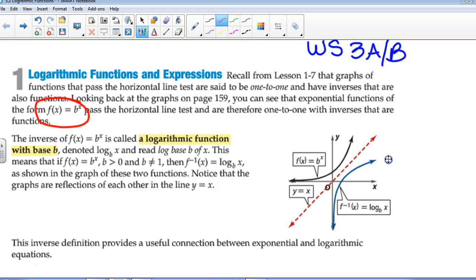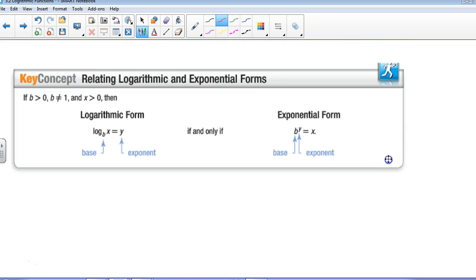We'd switch all the x and y ordered pairs. Does that seem okay? Remember, inverse reflects across the line y equals x, switches all the x and y ordered pairs, and switches the domain and range. So if we have an exponential sentence, we can switch it to a logarithmic sentence and back and forth. Does everybody remember the definition of a log?